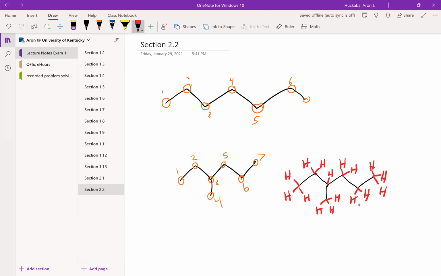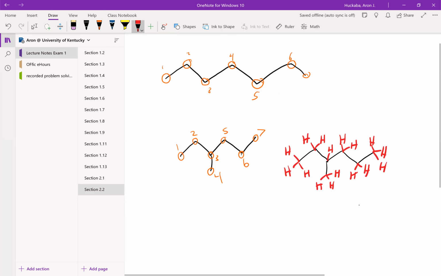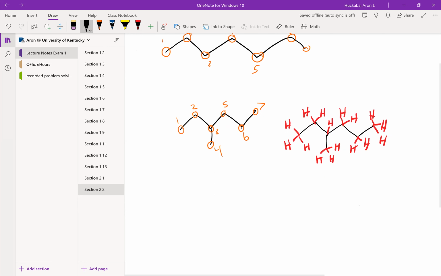In addition, you can also show double bonds and triple bonds. Double bonds are shown by just drawing 2 lines, and triple bonds are shown as 3 lines like this. That should be neater. There we go. In a triple bond specifically, you can see there's a point here with a little break in between one bond and the other.